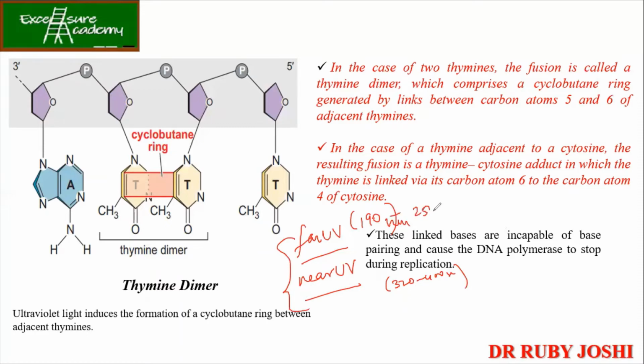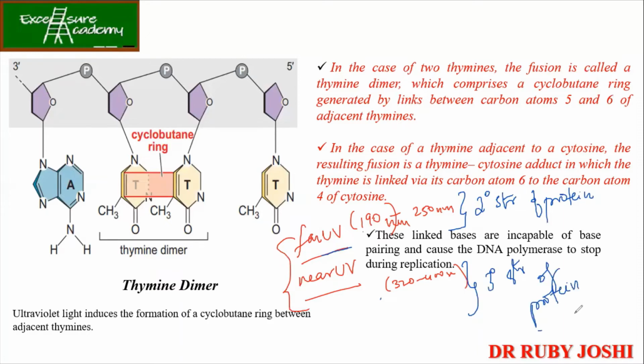This is like 190 to 250 nanometer. Is this much clear? Yes, ma'am. Okay. Now, what you have to remember right now is that in future it is going to help you. Far UV range, that is 190 to 250 nanometer, is used for secondary structure prediction of protein. And near UV is used for tertiary structure prediction of protein. Can you remember this much, guys?